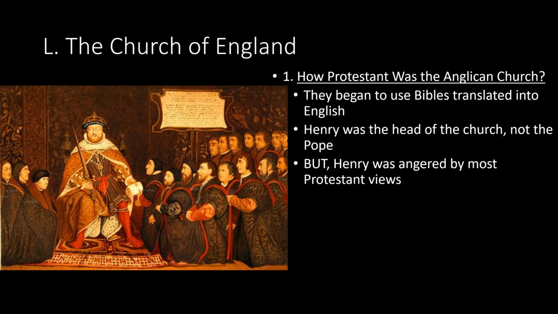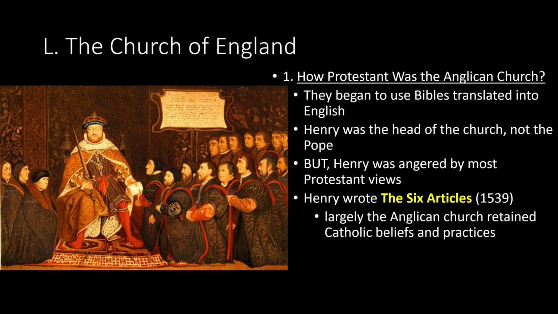So he was angered by most Protestant views. He did not agree with Luther's ideas. And as king, he actually issued what are called the 6 Articles. Now, what do the 6 Articles say? It basically said, look, priests cannot marry. Luther and Zwingli and those guys are pushing for priests to be able to marry. He, very much like the Catholic Church, says priests should not marry. All right.